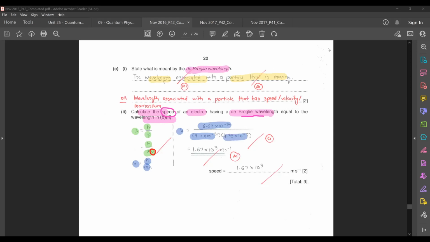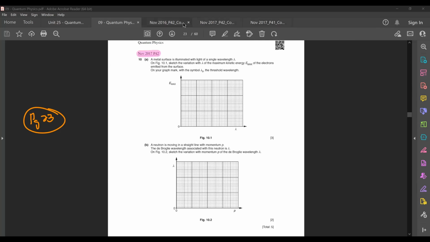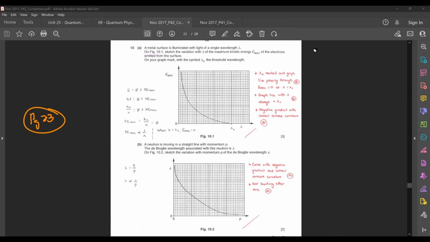You will get your final answer as 1.67 times 10 to the power 3 meters per second. Okay, so that one is for this question. All right. If you look at page 23, this is November 27 P42. There's one last discussion I want to go through with you. This one involves graph drawing apart from calculations, which is all you've been doing so far.